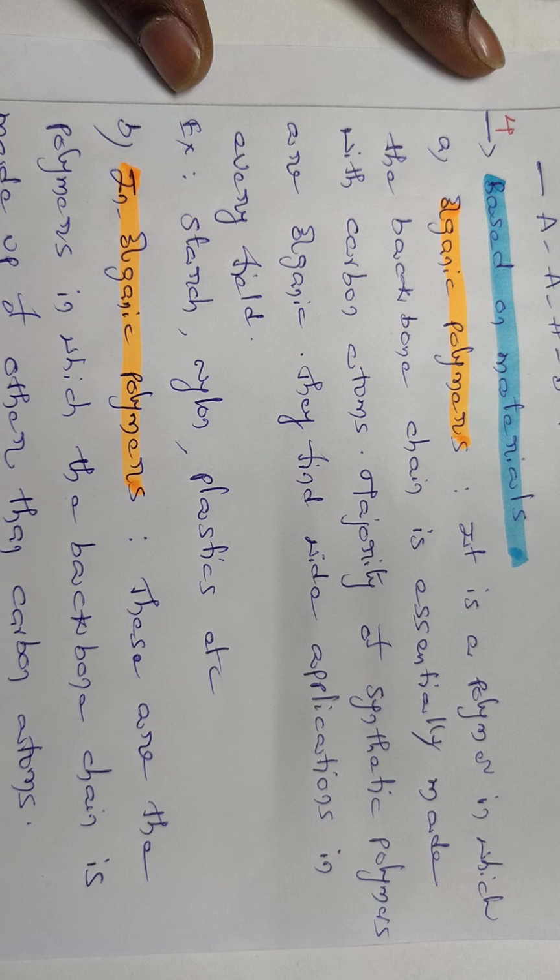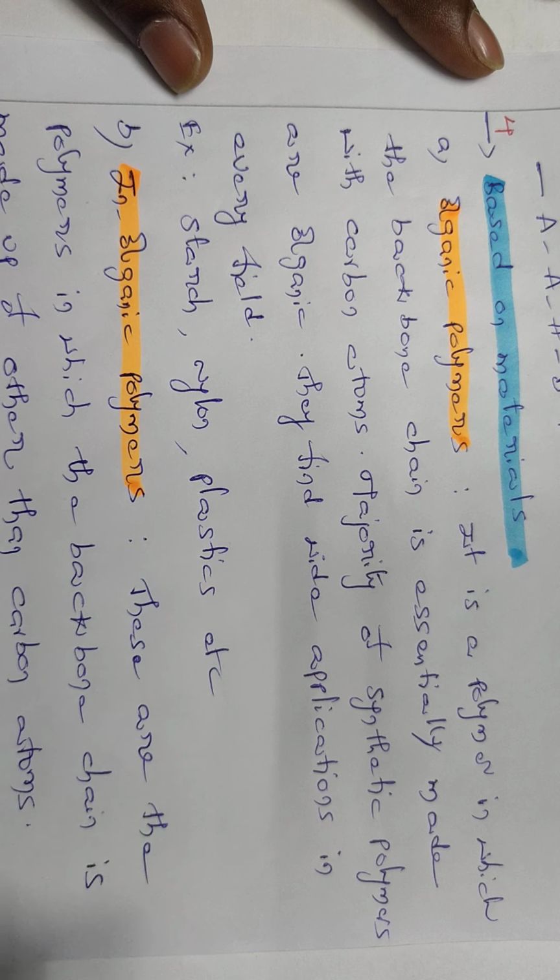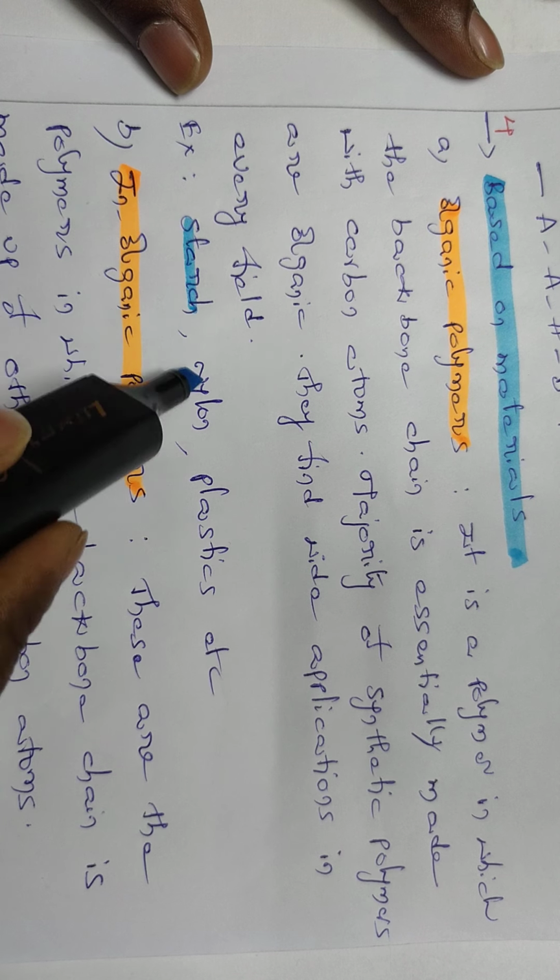So 99.9% of polymers are organic polymers. For example, starch, nylon, plastics, etc. Polyethylene, PVC, polystyrene, these all are organic polymers.